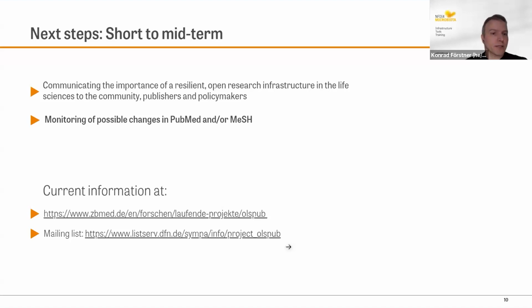What we're also doing already right now is actually monitoring changes in PubMed and MeSH. There could be certain motivations to remove certain content, either in PubMed or MeSH itself. And we are, due to our own service that we're running, have the data available of the recent years, actually the whole time in a way, and can detect if there are any dramatic changes happening, and can make the community aware of this. So this is currently ongoing.